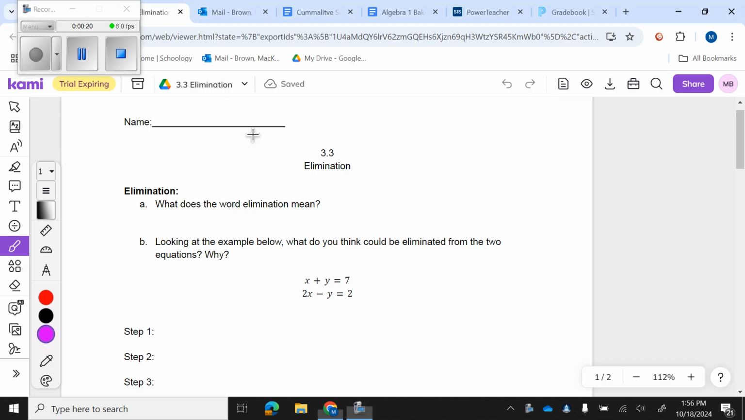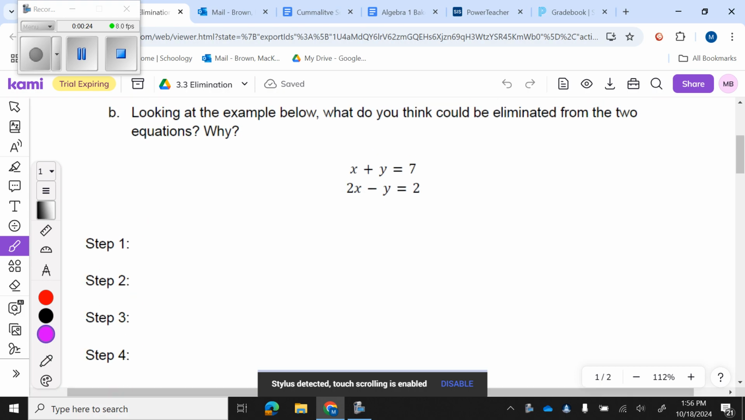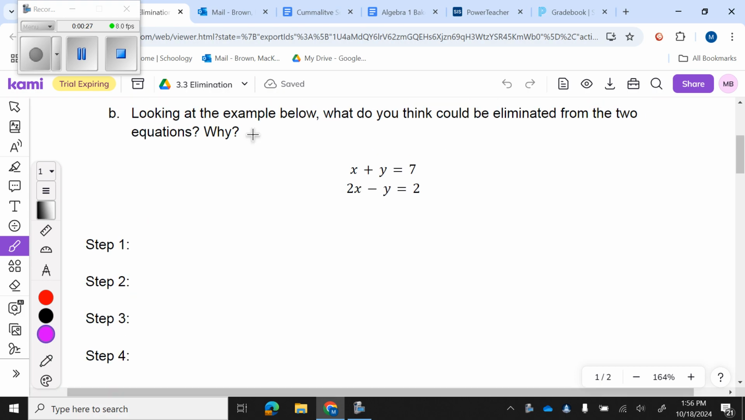So right here, if I look at this example, we've got to look at these two problems. We're not going to solve it by substitution because nothing's by itself. You only want to use substitution when you have a variable by itself, for example, an x equals or a y equals. Well, we don't have an x equals or a y equals, so we're going to use elimination.